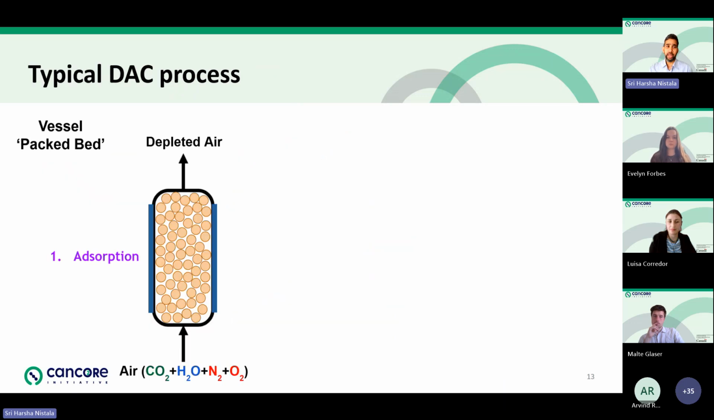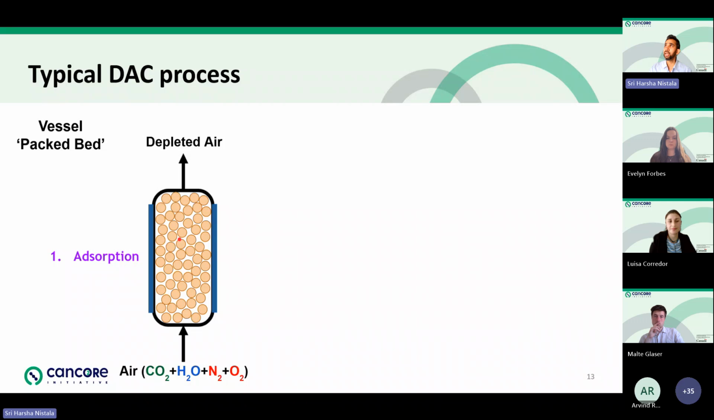So to make a DAC process work, particles of the sorbent are packed in a vessel such as this in a random fashion. So the particles are packed randomly with no particular structure, and as you can imagine, it's not perfectly packed. There are empty spaces between the particles. These are known as voids.